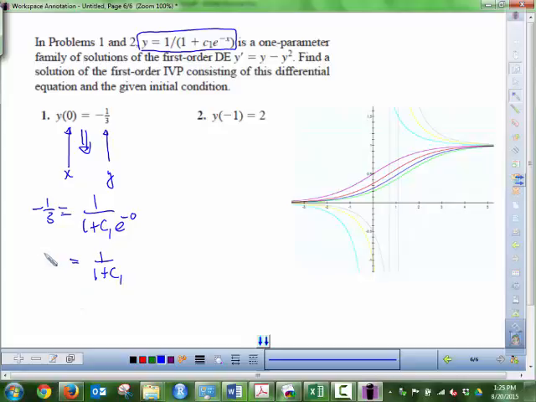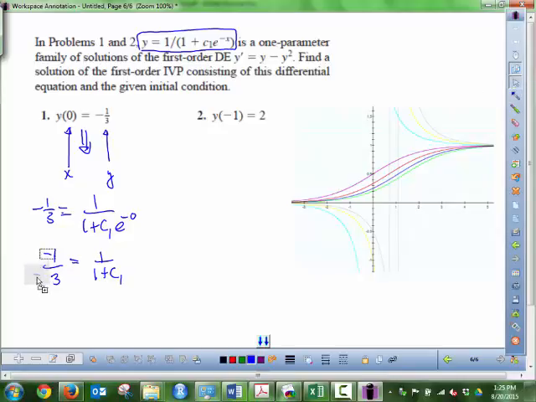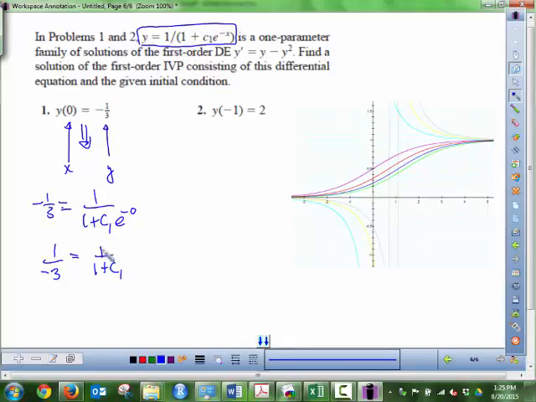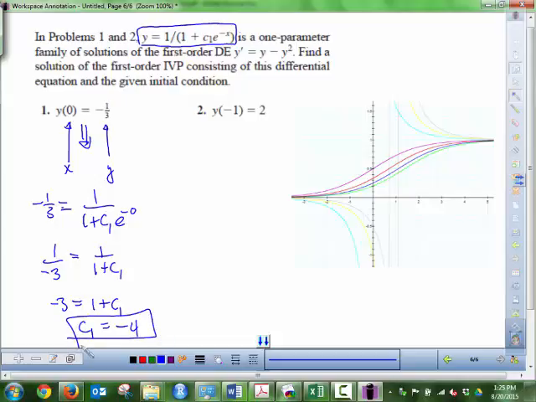And for this, maybe I'll do some cross multiplication. Maybe I'll bring this negative sign down to the 3, so when I cross multiply, I won't have to deal with it too much. So this is -3 is equal to 1 times 1 plus c1, and c1 after bringing the 1 over becomes -4. So there we go. Just as we suspected, it turns out to be -4.